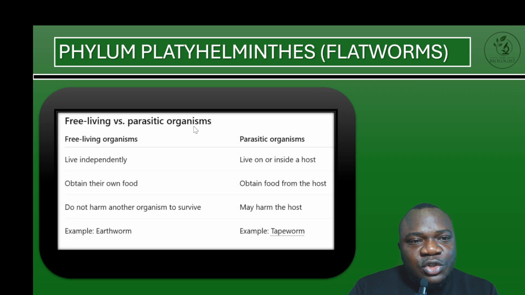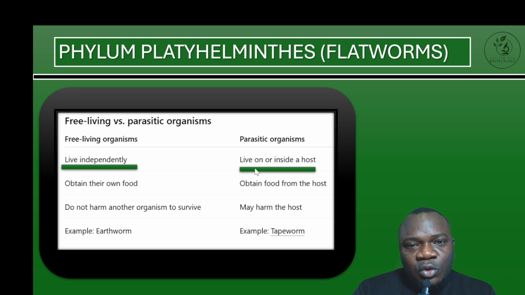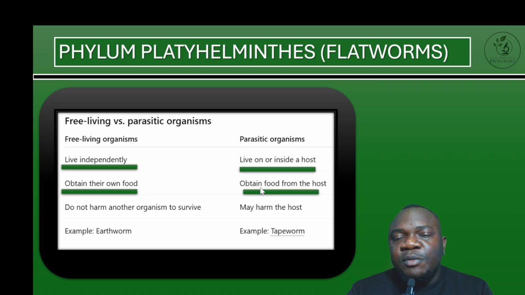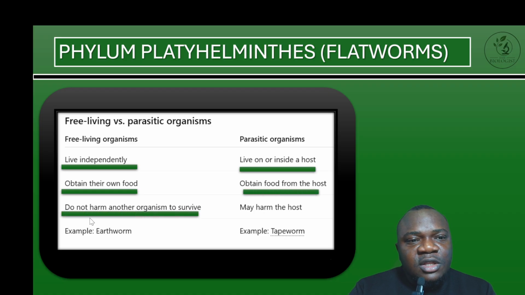To give you more distinction between free living and parasitic organisms, I created this table. This is free living organisms and this is parasitic organisms. Free living organisms live independently, while parasitic organisms live on or inside the host. Free living organisms obtain their own food, while parasitic organisms obtain food from the host. Free living organisms do not harm another organism to survive, while parasitic organisms may harm the host. In most cases, they harm the host.